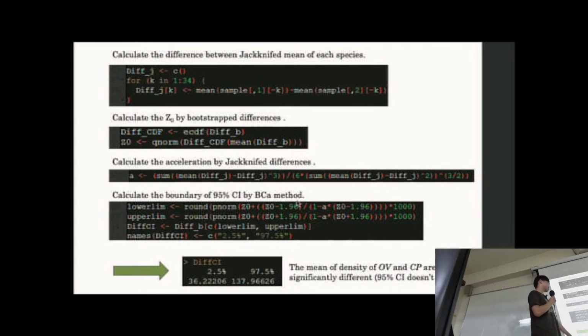The result is the lower limit of the 95% confidence interval is 36.222 blah blah blah, and the upper limit is 1037.966 blah blah blah. So the 95% confidence interval doesn't include 0. It indicates that the mean densities of OB and CP are significantly different.